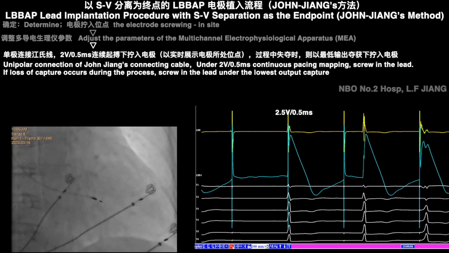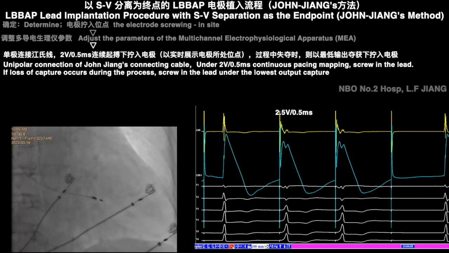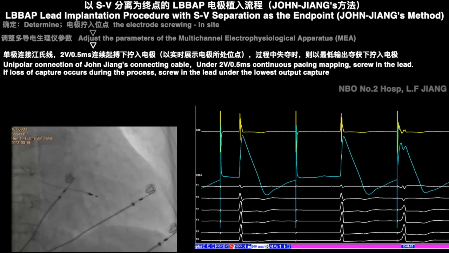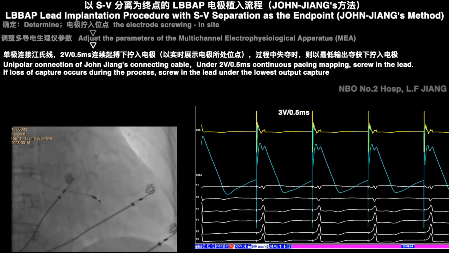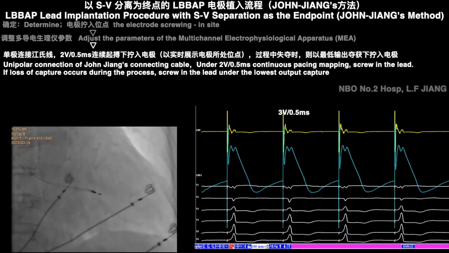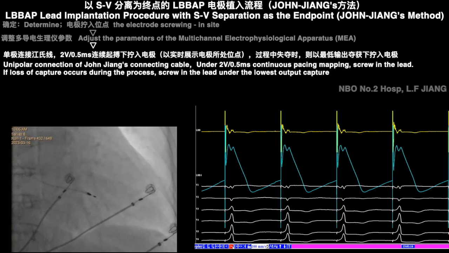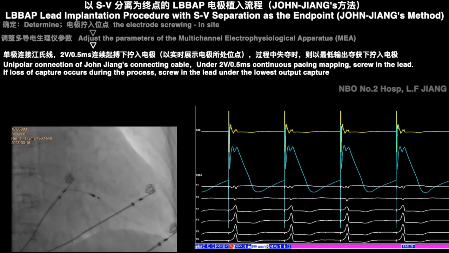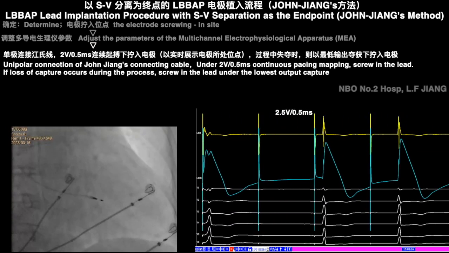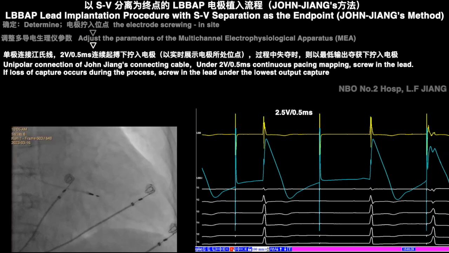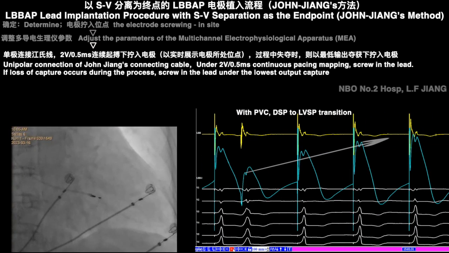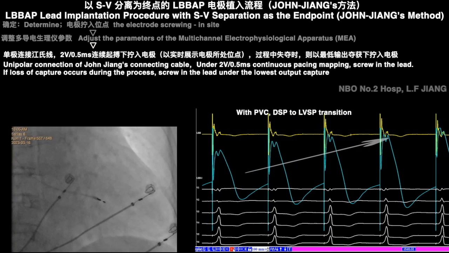After loss of capture at 2V in this case, we increased the output to 2.5V but still could not achieve capture. Then, increasing to 3V achieved capture. Subsequently, it was still necessary to reduce the output to ensure low output capture, ensuring an acceptable LBB capture threshold. With the occurrence of transseptal PVCs accompanied by the transition of DSP to LVSP, COI further increases to reach its peak.